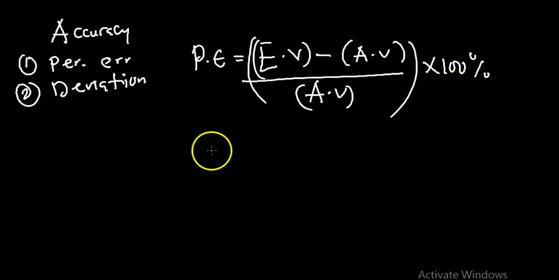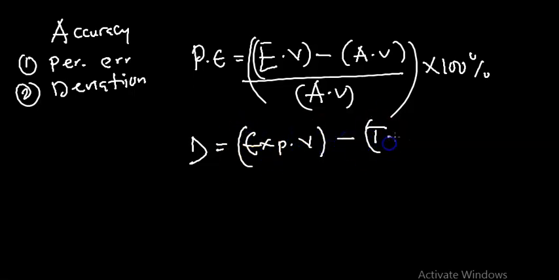What about the deviation? The deviation, let's denote it with capital letter D. It's simply going to be the experimental value minus our true value.